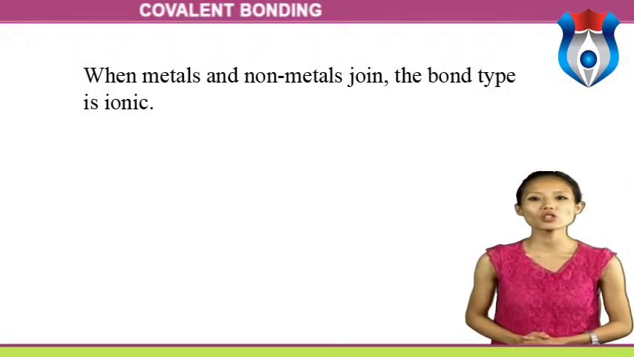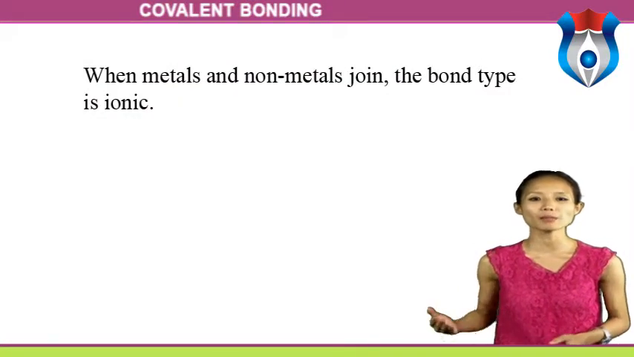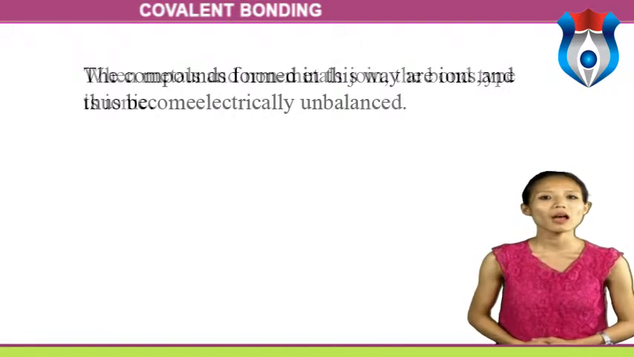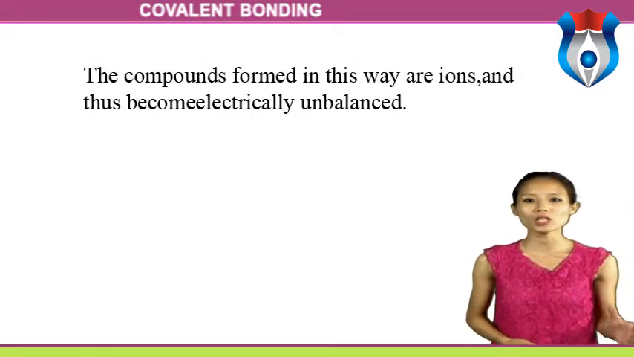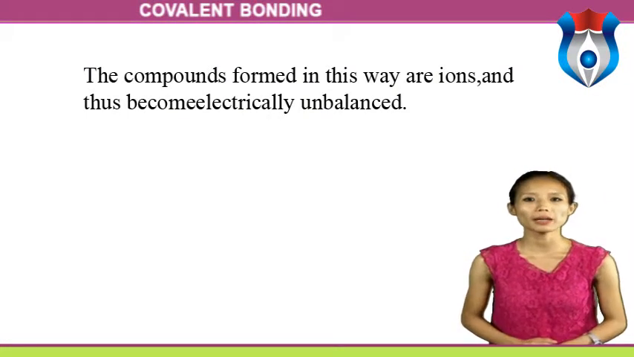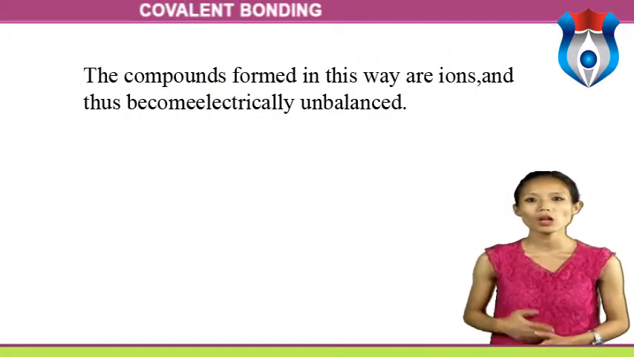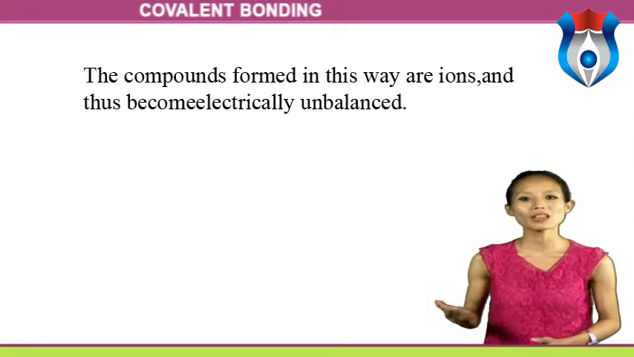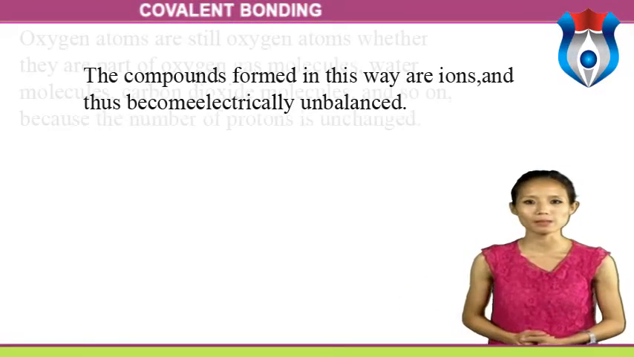Based on different relationships between elements, there are different types of bonds. When metals and nonmetals join, the bond type is ionic. An electron from one element is transferred to the outer electron level or valence of another element. The compounds formed in this way are ions rather than molecules because the bonded atoms change their amounts of electrons and thus become electrically unbalanced.